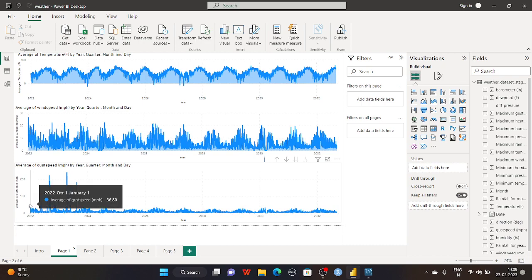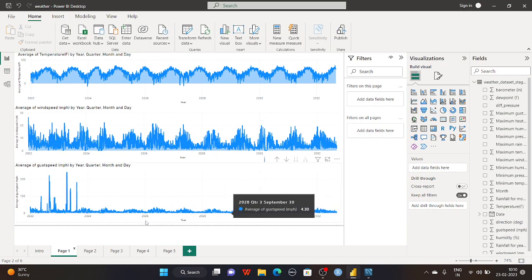So we are seeing the same pattern for all years. Next, average gust speed, where we see that there's a substantial leap in some months of some years. We can see that there's a leap at second quarter of 2022. Next, September 14, 2020, quarter 3. Next, we are seeing a jump April 24, 2003, quarter 2. So, like that. But otherwise, the gust speed patterns are almost the same, and the values are quite low.